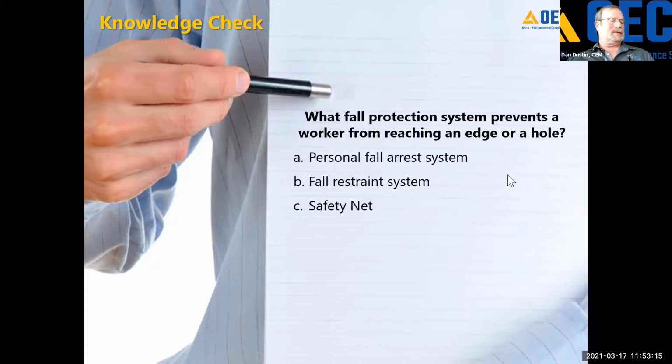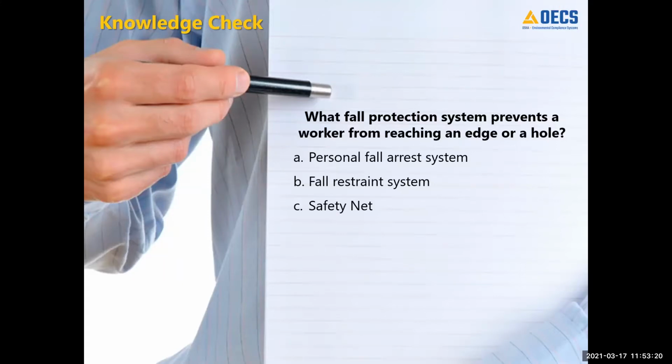All right. Second question. Question number 2, what fall protection system prevents a worker from reaching an edge or a hole? A, personal fall arrest system, B, fall restraint system, or C, safety net? All right, we have about 50% who have voted. Give everyone about 10 more seconds to answer this question. All right, we're going to close it in 3, 2, 1.